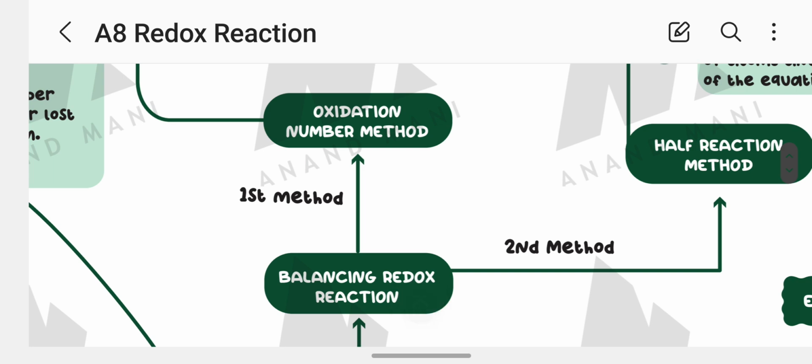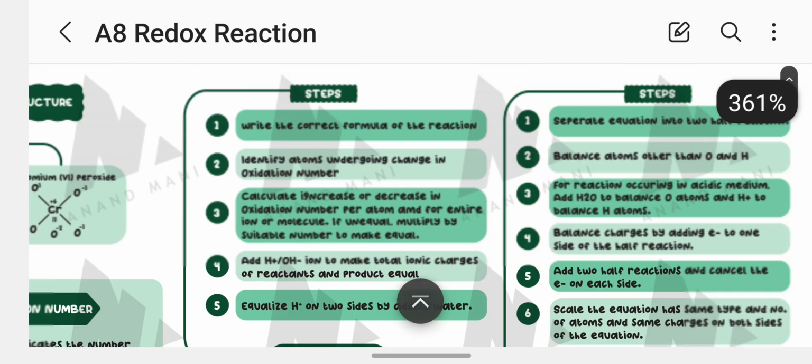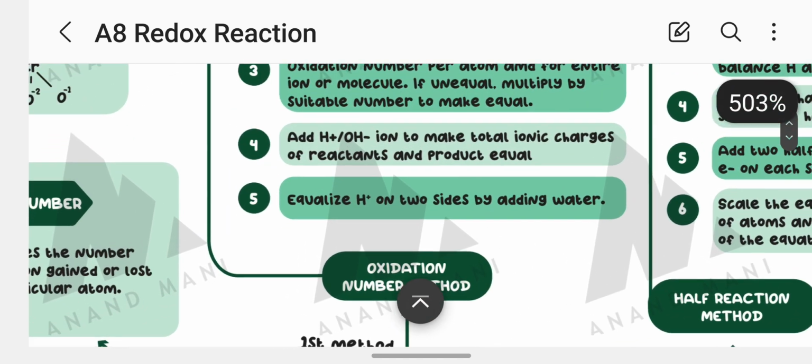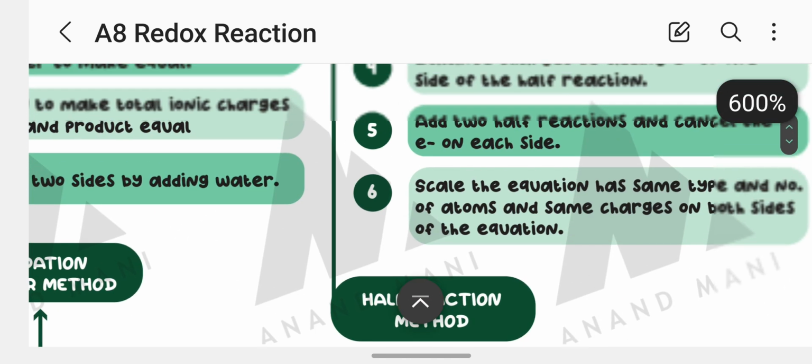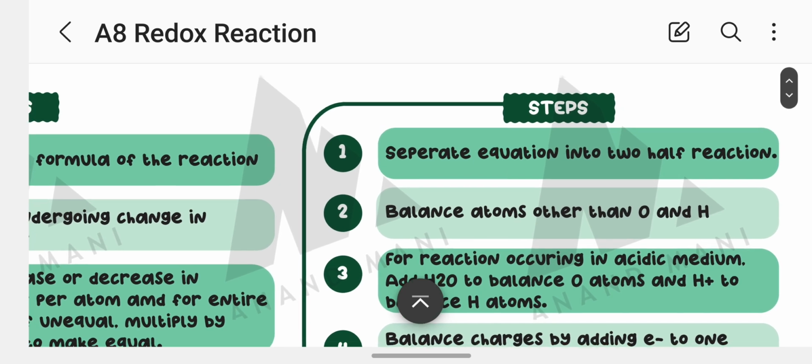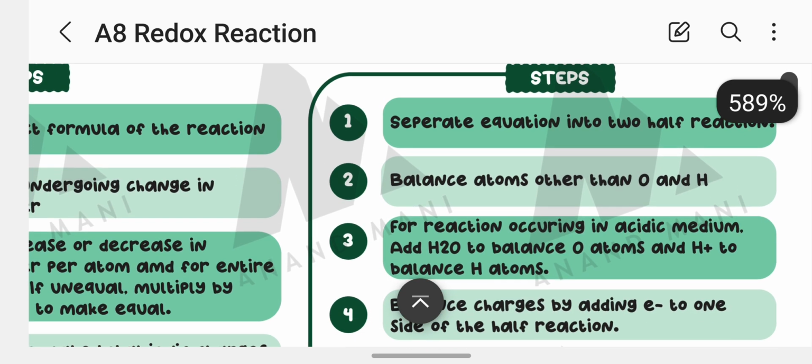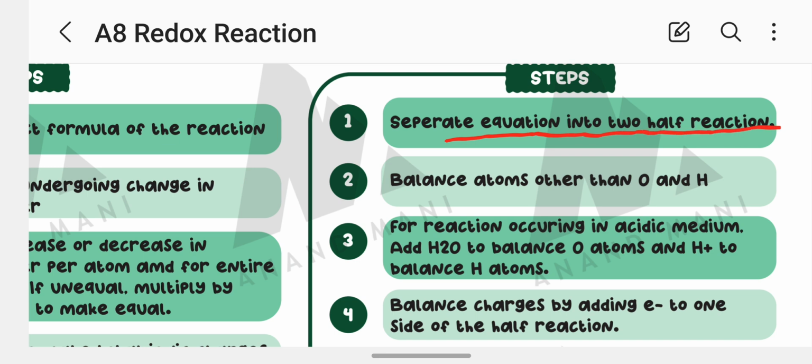Then we have the oxidation number method, which is the first method of balancing equations, and the second method, which is the half redox reaction method, on the right side of the first method. So these include some steps: separation of the equation into two half reactions, then balancing atoms other than oxygen and hydrogen. For a reaction occurring in acidic medium, we add H2O to balance oxygen atoms and H plus to balance hydrogen atoms.